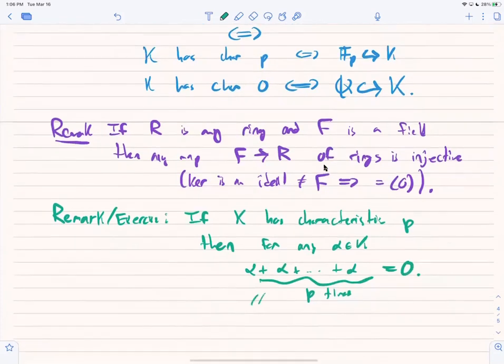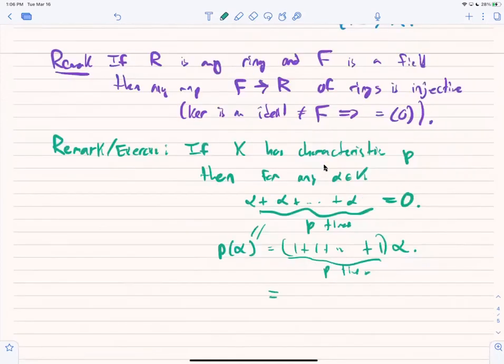And the point is, this is equal to p times alpha, by which I mean 1 plus 1 plus... okay, so I've just done the exercise for you. This is just 1 plus 1 plus 1, p times, times alpha, which is equal to 0 times alpha, which is equal to 0. So in a field of characteristic p, you take any element and add it together p times, you get 0.